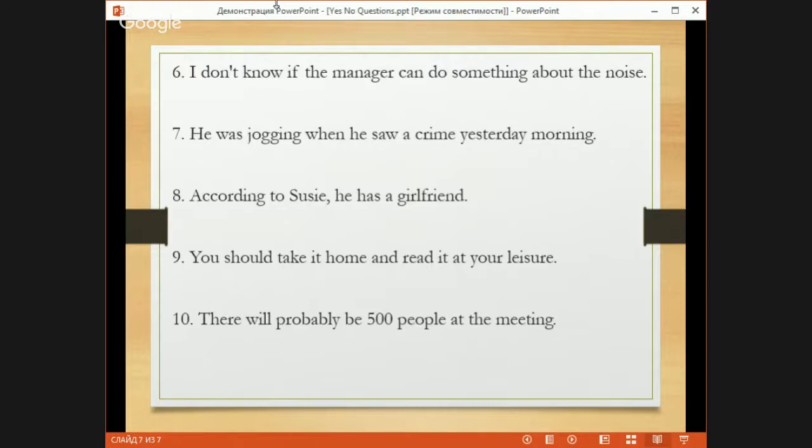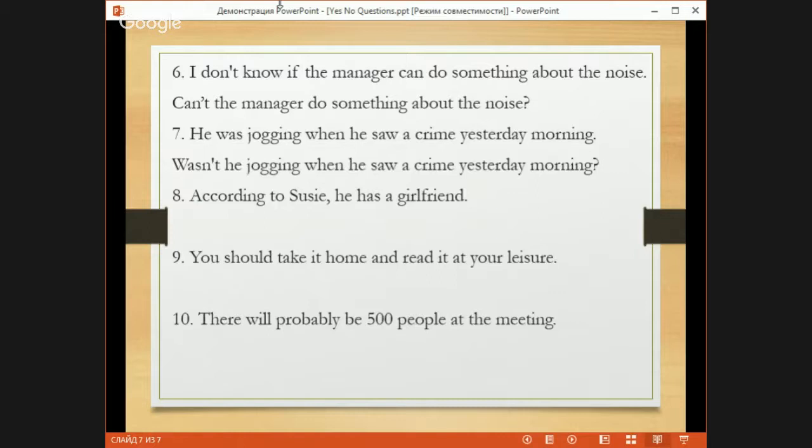The time is running out and we have to move on, guys. So I will read you the answers. I don't know if the manager can do something about that noise. So can't the manager do something about that noise? He was jogging when he saw a crime yesterday morning. Wasn't he jogging when he saw a crime yesterday morning? According to Susie, he has a girlfriend. Doesn't he have a girlfriend?